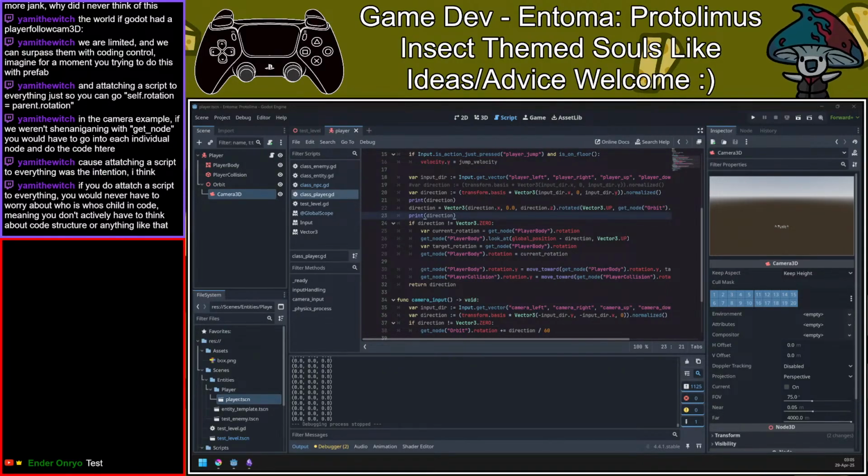If you attach a script to everything, you don't have to worry about whose child. You don't have to actually think about code structure. What? No, you still have to think about code structure. You have to know where your functions are. You have to know where your stuff is. And you can't just be rotating or moving things willy-nilly, because that will mess up its children. So you still have to think about whose child.